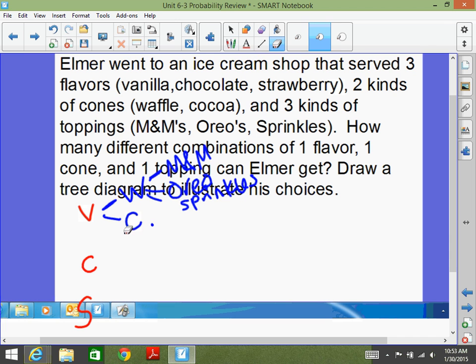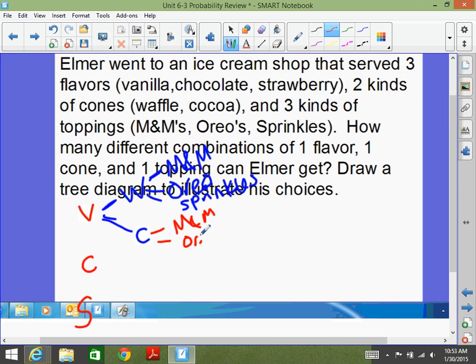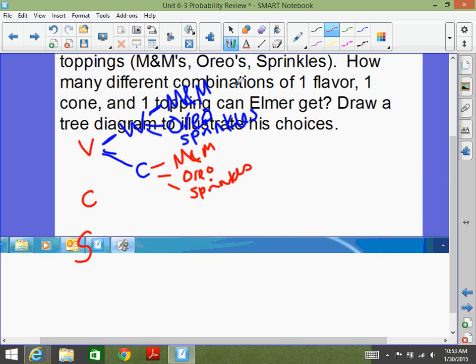Okay. The next cone that I could order, I could do vanilla cocoa cone with what toppings? M&M, or Oreo or sprinkles. Okay, that's the first one. How many combinations so far? 1, 2, 3, 4, 5, 6 so far just from vanilla.